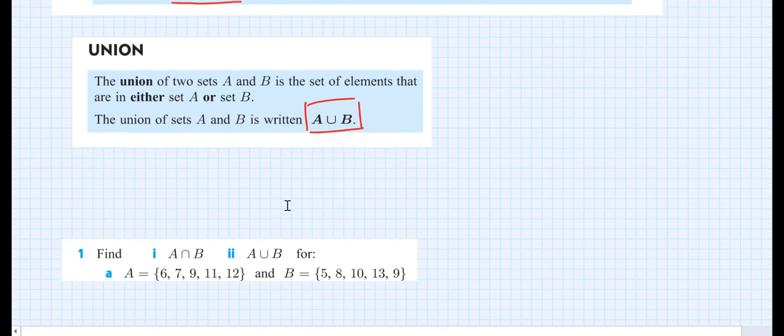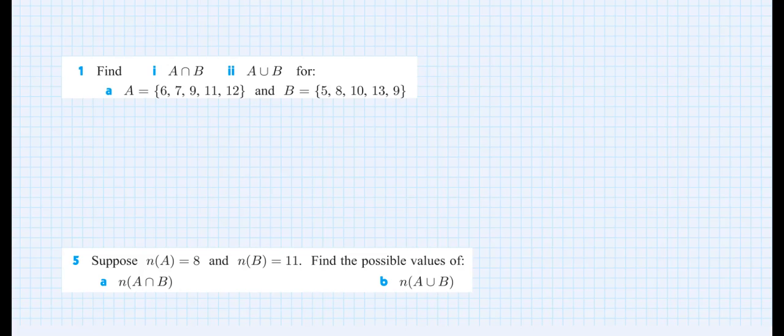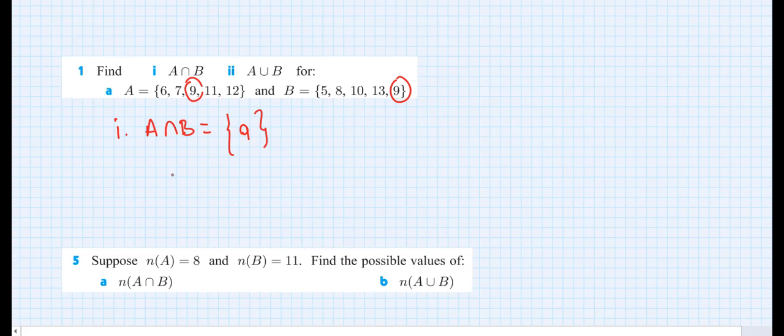Let's see some problems from your book. I have two sets of numbers and the question is to find their intersection and the union. What was the intersection? I look for the numbers which are in common for both of them. Let's look one by one. 6 is in the first, not in the second. 7 only in the first. 9, here I have a 9, one element in the first and one element in the second. Then I have 11, 12, okay. Only 9. 9 is common for the first set and the second set.